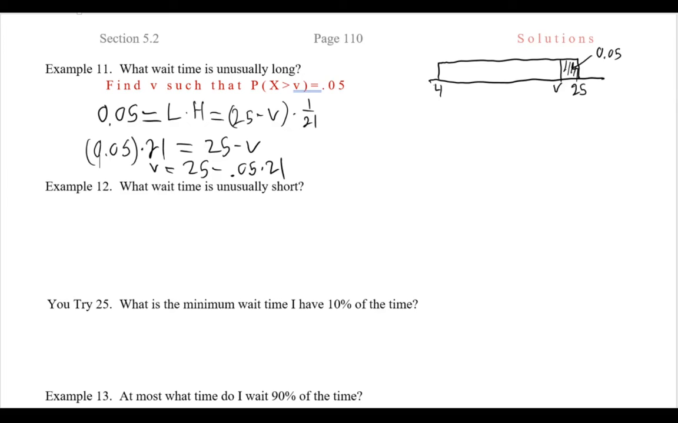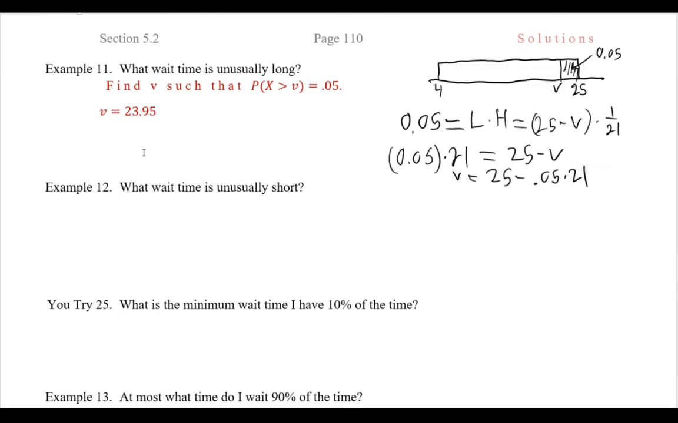Now let's check with my calculator. And I get v equals 23.95 minutes. So if I were to wait for, say, 24 minutes, that would be an unusually long wait time for me. What wait time is unusually short? Why don't you pause here and try to figure it out on your own, then check back with my answer.